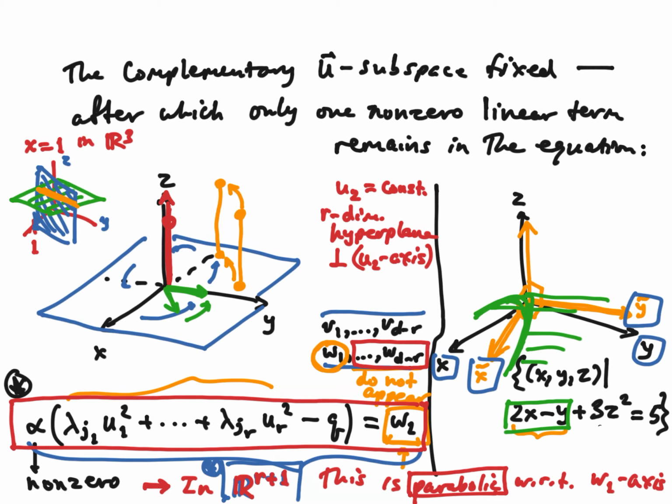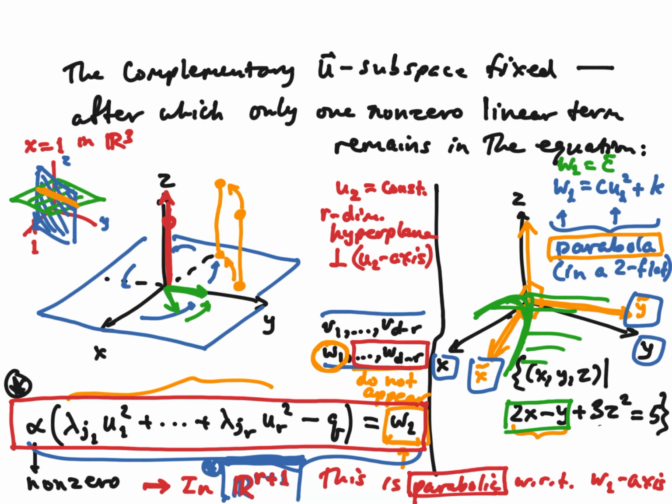And then the same would be true if I set, let's say, u1 equal to a constant and u3 equal to a constant and u4, but I skip u2. In that case, you would get basically the same type of equation. It would be something like, let me call it c tilde, u2 squared plus k tilde.